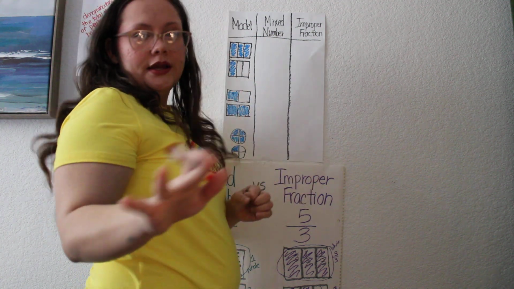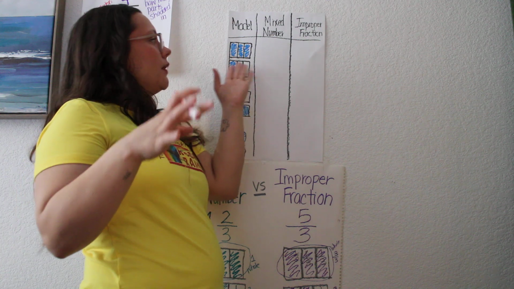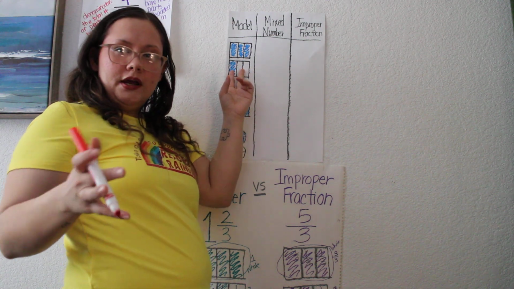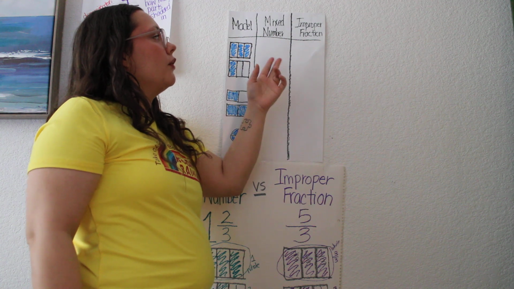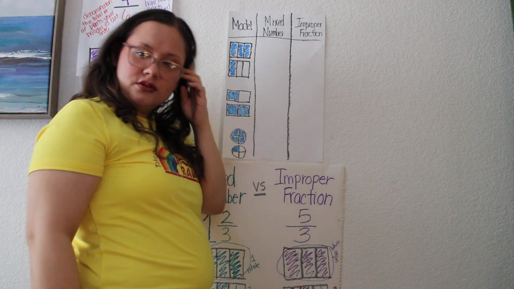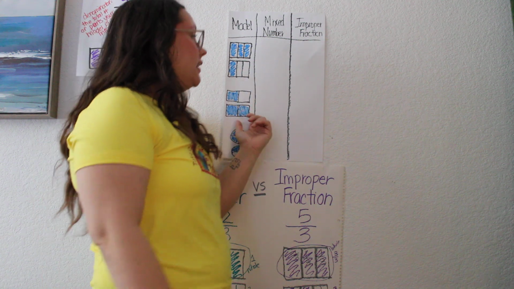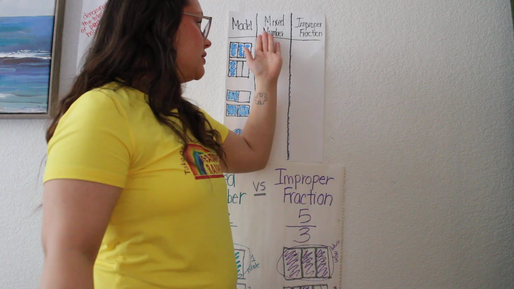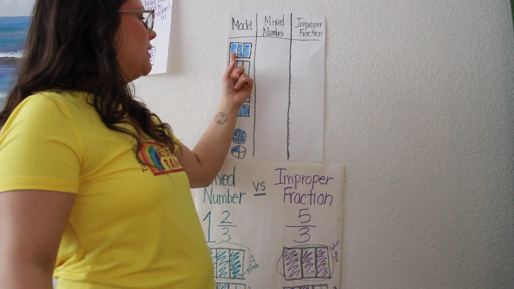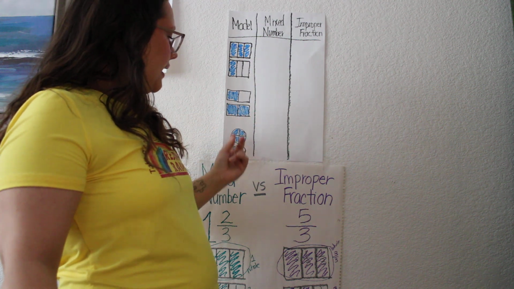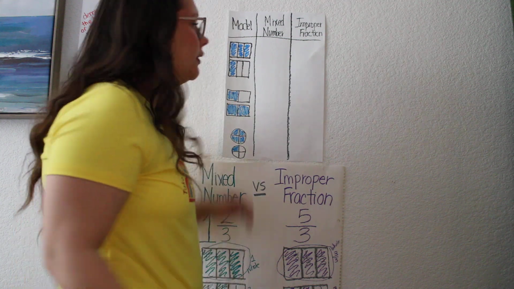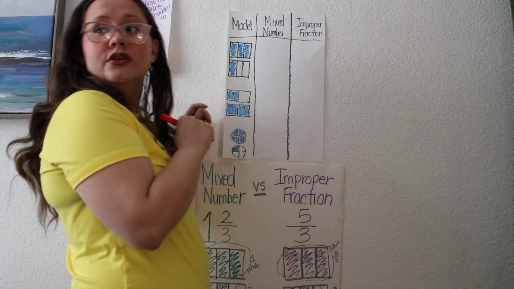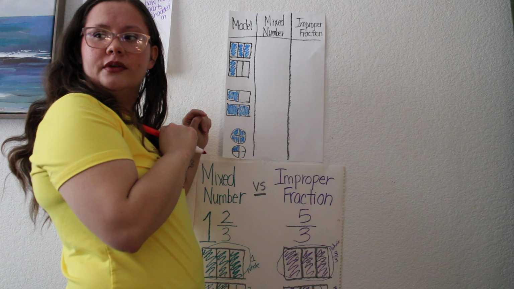Alright, so right now we're going to use models, and we're going to learn how to understand how models represent both mixed numbers and improper fractions. The reason why I know these models right here are going to be representing mixed numbers and improper fractions is because when I look, I see that in every one of these situations there is more than just one whole shaded in. Okay?